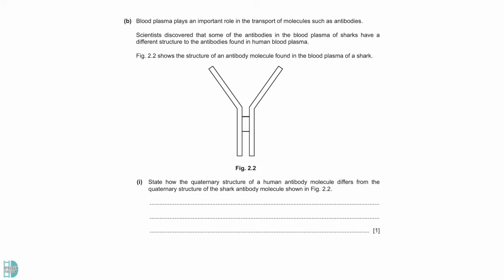In B, you have the structure of an antibody molecule found in the blood plasma of a shark. You can see that there are only two chains held together by some bonds in between them.